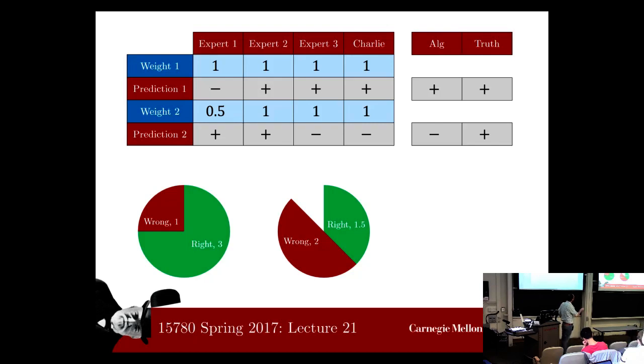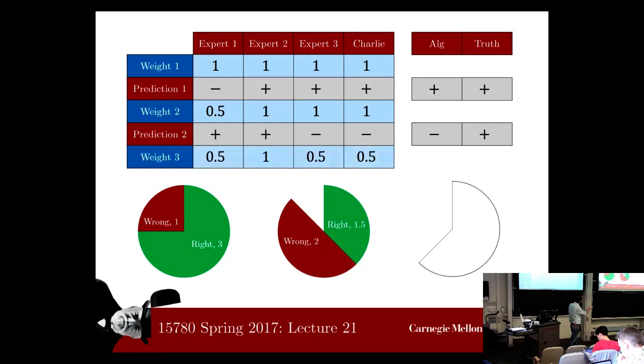In round 2, expert 1 says up, expert 2 says up, 3 and Charlie say down. So now the algorithm looks at these predictions. There's a total weight of 1.5 for up, a total weight of 2 for down, so the algorithm goes with down, right? But then the truth is again up. So now we, as the algorithm, actually made a mistake, and we're going to penalize the experts who made the mistake. So this 1/2 weight, which is actually more than half of the total weight in the system right now, got it wrong, so we're going to cut this weight in half.